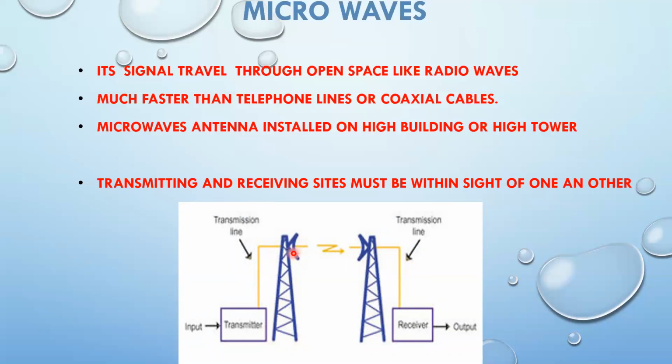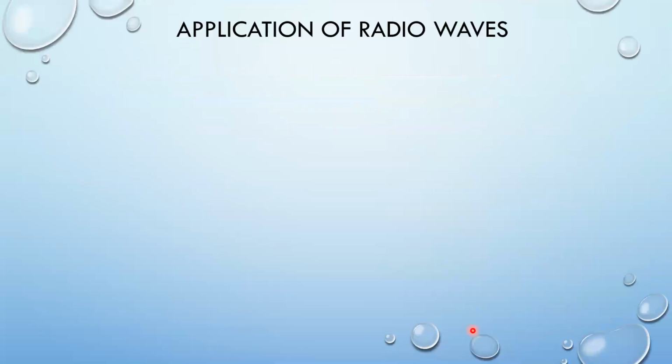They catch the signals and transmit them to the nearest particular tower. They catch it through open space, and then through this transmission line, they send the signals to the receiving point, and then you will get the output. The example is the telephone.